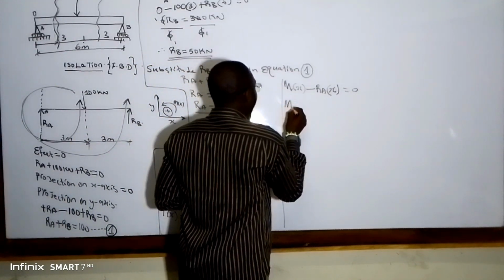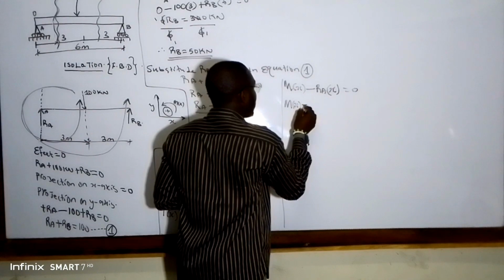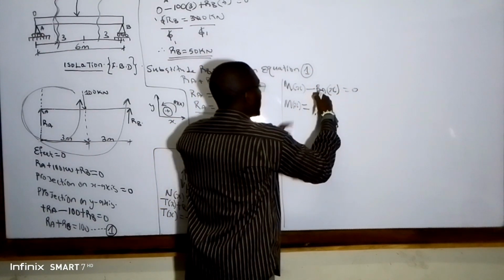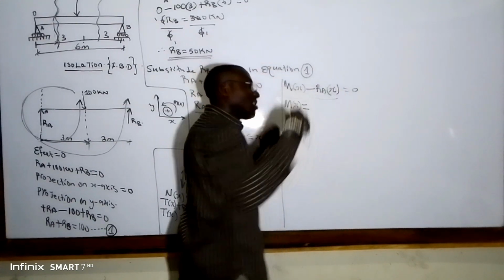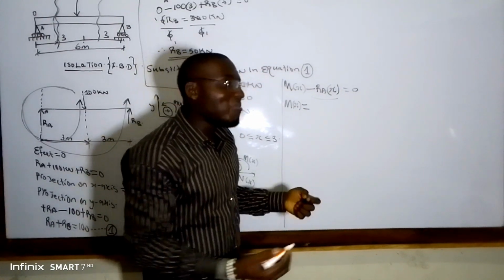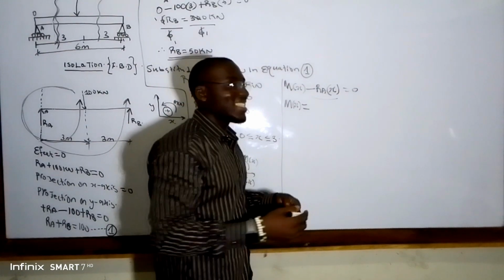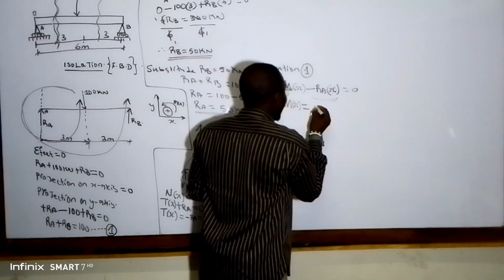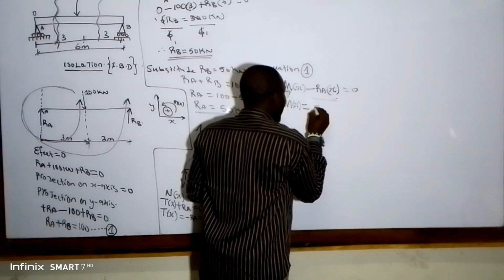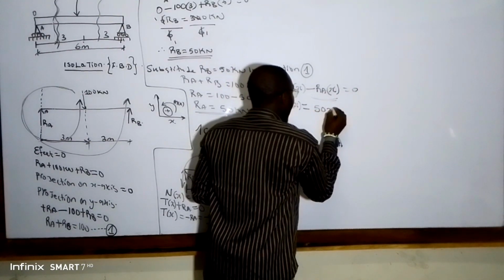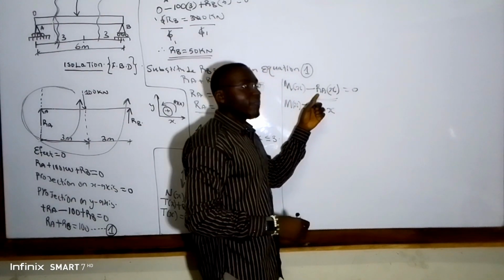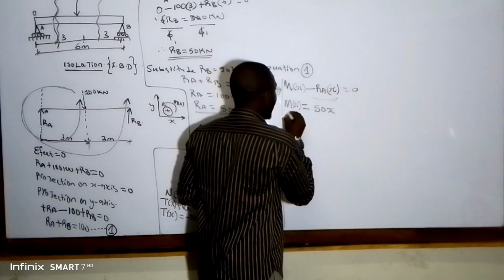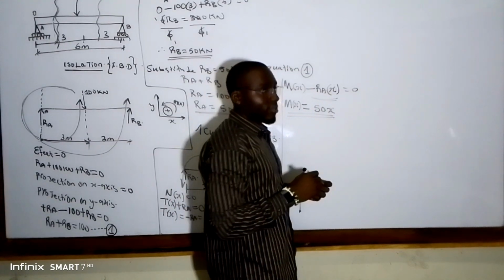Now, our M of x will be equal to, let's use the common term, people say it crossed over the equality sign. This term will cross over the equality sign and take a plus sign, which will be 50x, because the value that we obtained for RA was 50 times this distance, which is x. This is our M of x for the first cutting.